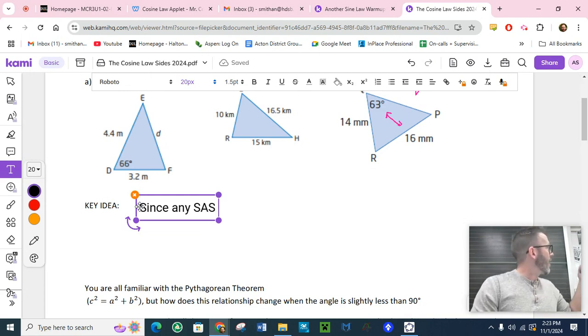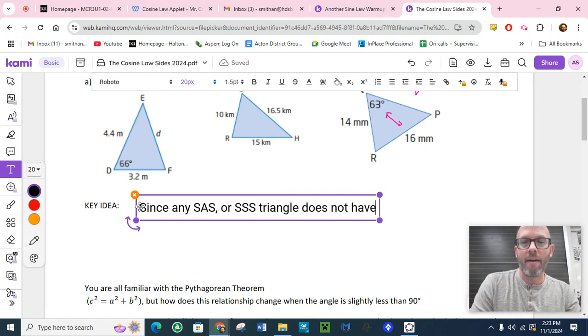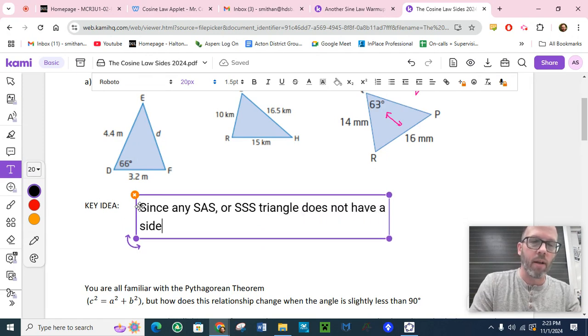So I'm just going to write SAS. I talked about what that means. It's a side angle side triangle, or SSS triangle. It does not have what I call a side angle pair. You cannot use the sine law.